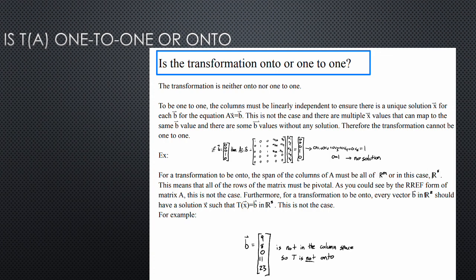For a transformation to be onto, the span of the columns of A must be all of Rm, or in this case R5. If you look down below at the b value I randomly made, this is not in the column space of T, so it cannot be onto. Furthermore, for a transformation to be onto, every vector b in R5 should have a solution x such that T of x equals b in R5, and that's not always the case either. So yes, neither onto nor one-to-one.